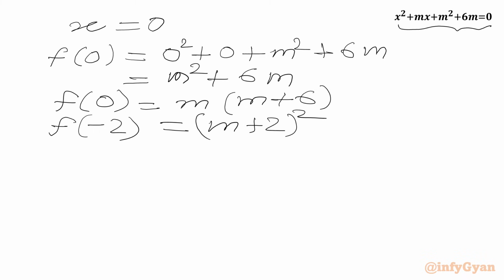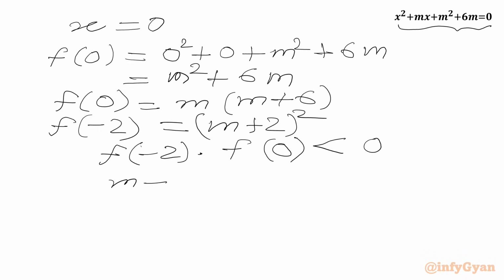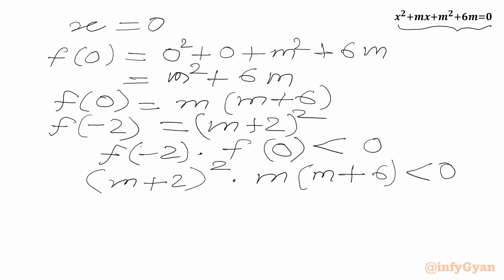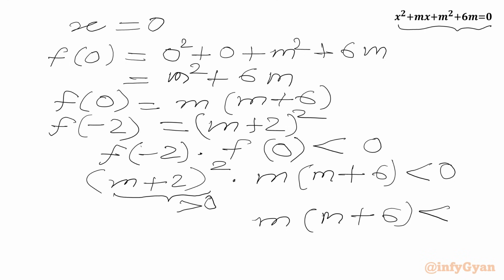Now we will use the intermediate value condition. f of -2 times f of 0, this product must be negative. So m plus 2 whole square times m times m plus 6 should be negative. Now in the interval -2 to 0, endpoints excluded, this will be always positive. So we will write m times m plus 6 must be negative.